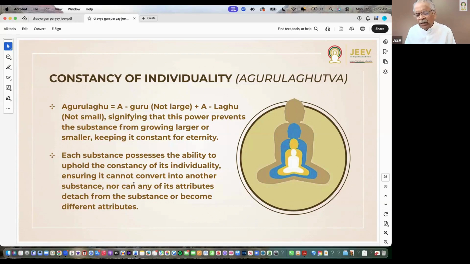Or you have a container of rice, maybe 3/4 full, and you put extra rice in it, you can do that. Or you can take some rice out of that container also. Attributes in all substances are not like that. Attributes are bound together in a given substance.